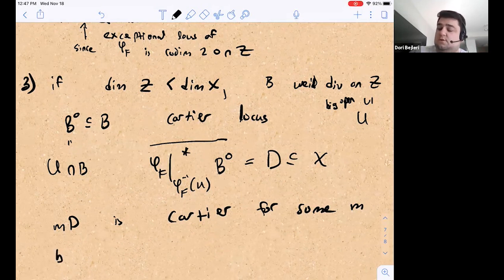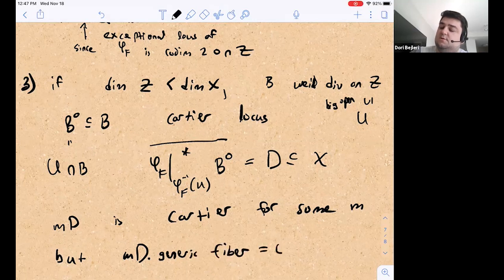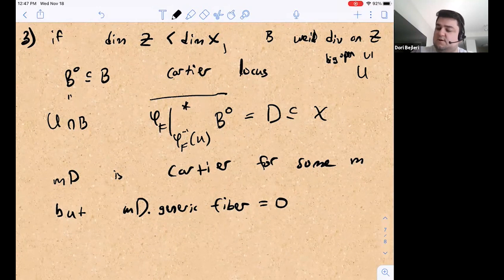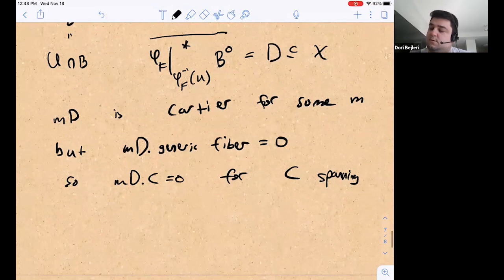So MD dot a generic fiber is 0. But here we again use that we're on a ray, so it's spanned by a single curve. So whatever that single curve is, there exists some representative of that class in the generic fiber. So MD dot C equals 0 for C spanning the ray.